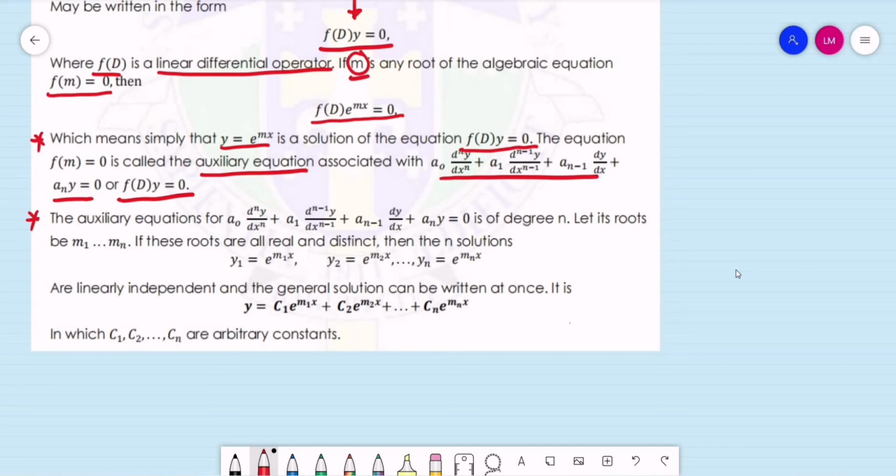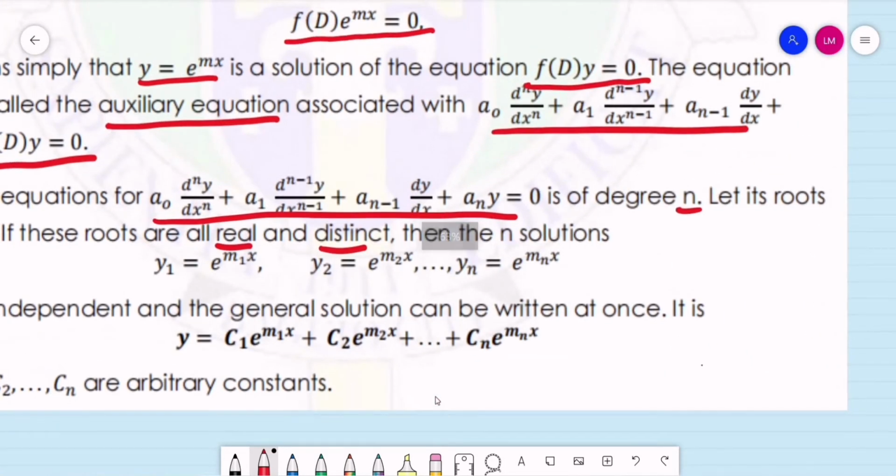The auxiliary equation for this linear homogeneous differential equation is of degree n. Let its roots be m1, m2 up to mn. So if these roots are all real and distinct, then we can write the solutions as, for the first root, y sub 1 equal to e raised to m1 times x. For the second root, y sub 2 is equal to e raised to m sub 2 times x, up to the nth root, y sub n equal to e raised to m sub n times x.